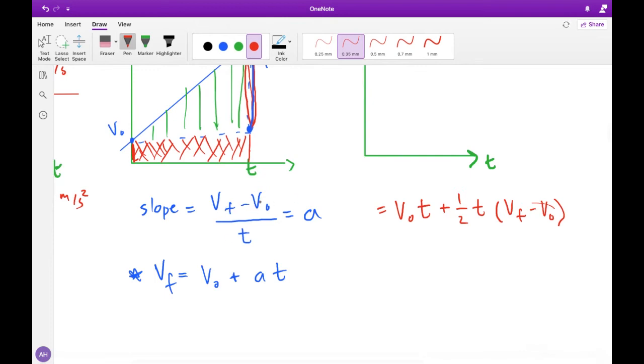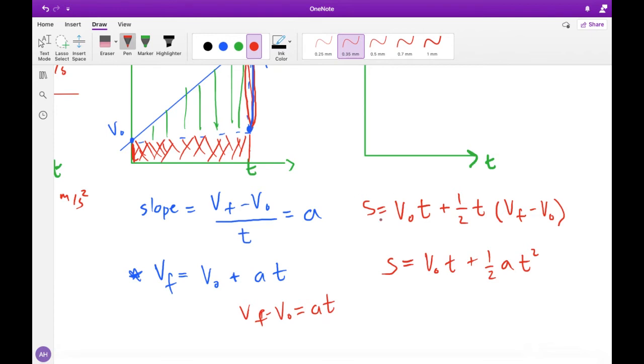If we multiply the time over, we see that v final minus v initial is actually equal to the acceleration times the time. And so if we take that, we can plug that in and replace this v final minus v initial, and we end up with a times t squared. And again, I said before that the area underneath the curve basically gives us the displacement.